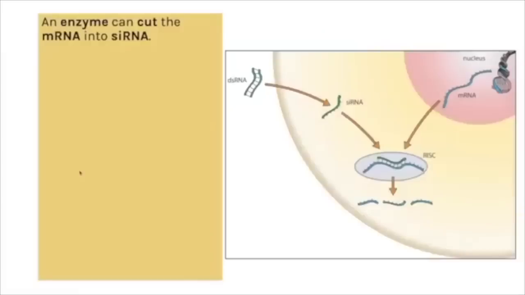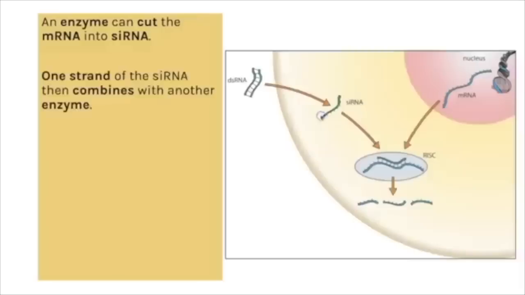Now, how this actually destroys the mRNA is you have some double-stranded RNA, but there's an enzyme that can cut that and make it single-stranded, but also into small pieces. So it's small and it's going to be interfering, so siRNA. That will then bind to an enzyme, and that enzyme's called RISC, but you don't need to know that's the name.